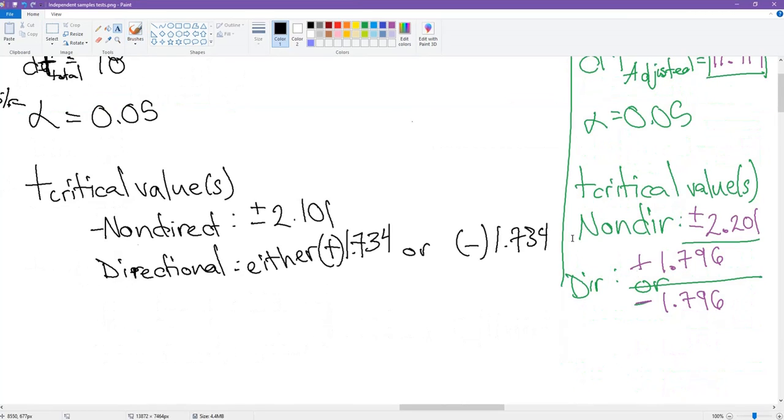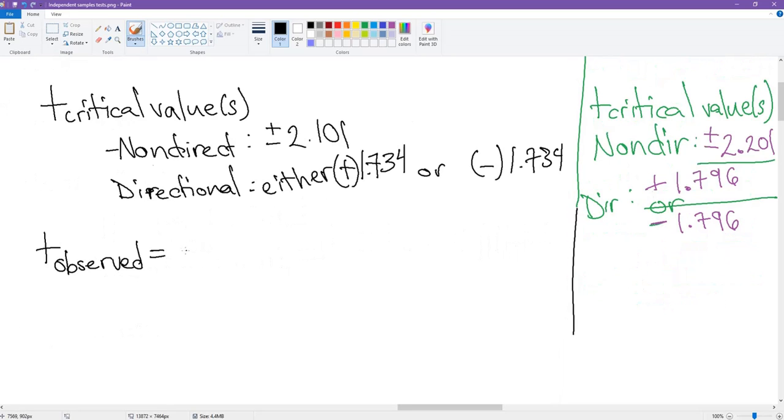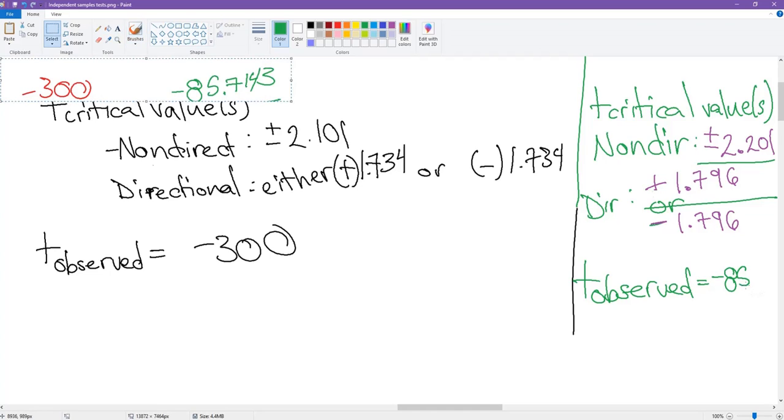Now, the last thing that we happened to get, and you might notice that I did, in fact, give you the values over on the right-hand side, we had gotten our t obtained, or our t observed, the number that we calculated from our raw data and didn't have any sort of population data in there, or critical values, or anything like that. And we calculated t observed of negative 300 when we had homogeneity of variance. When we had heterogeneity of variance, we calculated a t observed of negative 85.7143. Give me back my brush. 0.7143.